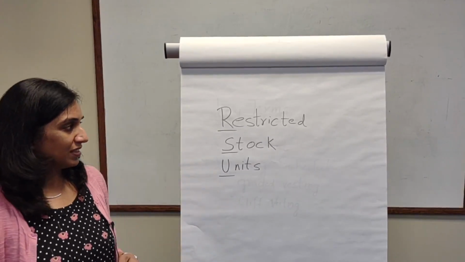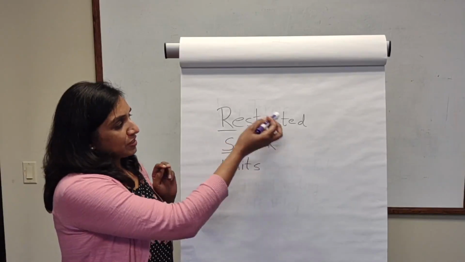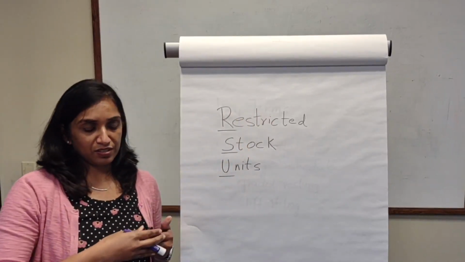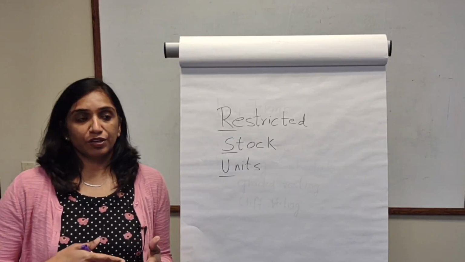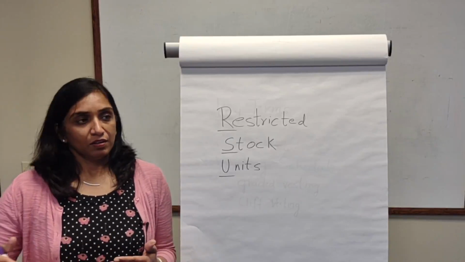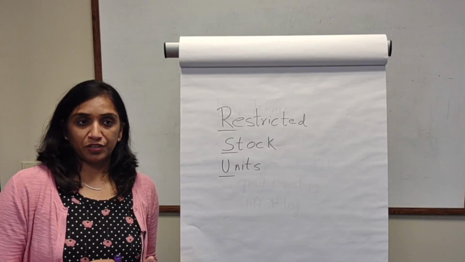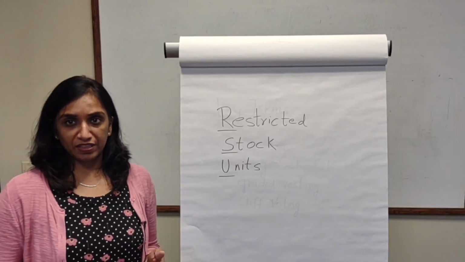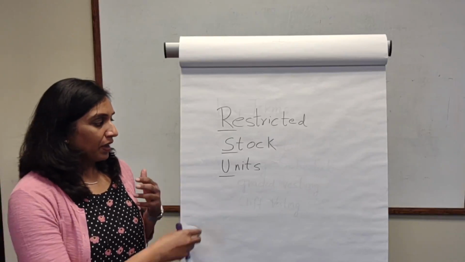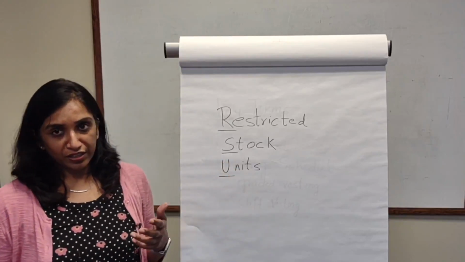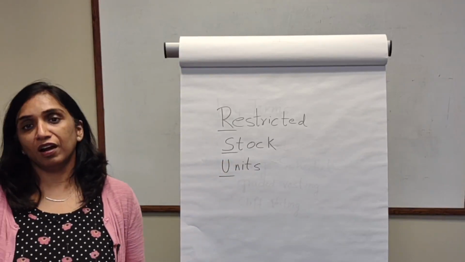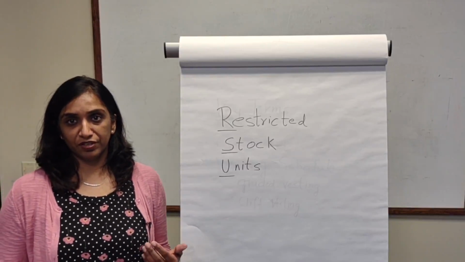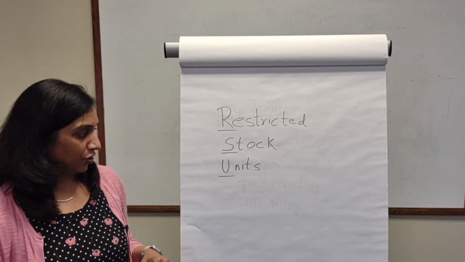What it means is that it's restricted in the sense that there are some restrictions when the company grants you these stocks. So it could be restricted by a vesting period, or it could be restricted by a certain performance, and that's why it's called restricted. And the reason it's called stock units is because it's not actually a share of your company until it comes into your account. So that's why they name it stock units.